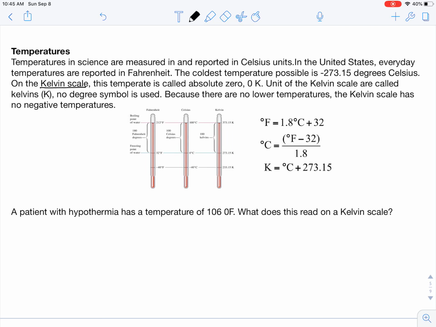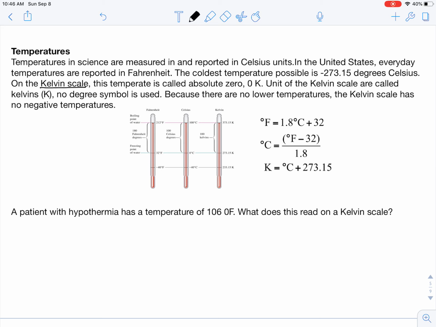Temperatures in science are measured and reported in Celsius units. In the United States, every temperature is reported in Fahrenheit because the United States goes by the standard units. The coldest temperature possible is negative 273.15 degrees Celsius.